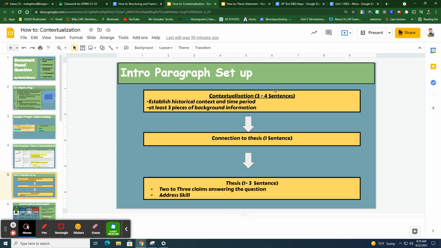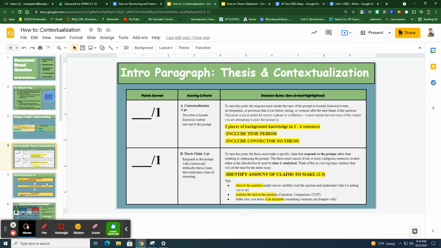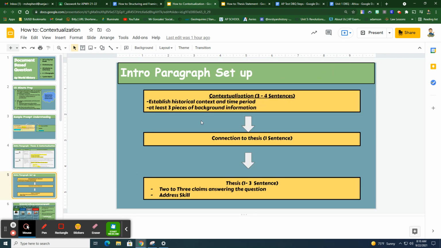So again, your contextualization part is 3 to 4 sentences. You need at least 3 facts or pieces of background information. And what it basically does is set the stage for the argument you're going to be making in your thesis and for your entire essay. It's like a 3-part setup in that paragraph. The first part is your 3 to 4 sentences on your context, your background information that sets the tone, sets the mood. The next sentence would be a connection sentence to your thesis.